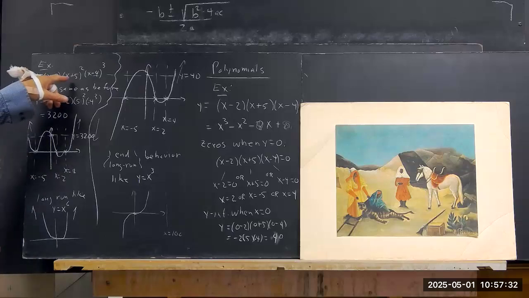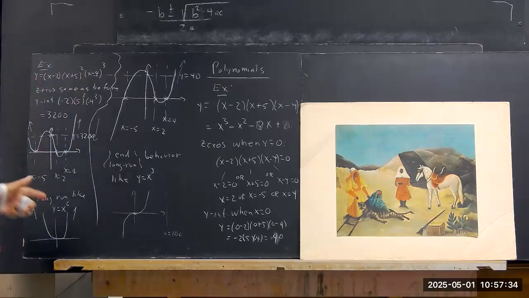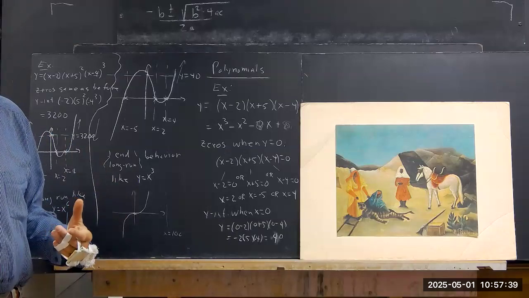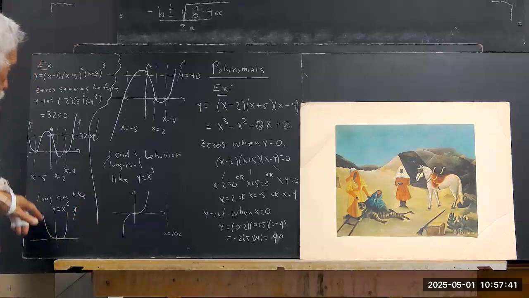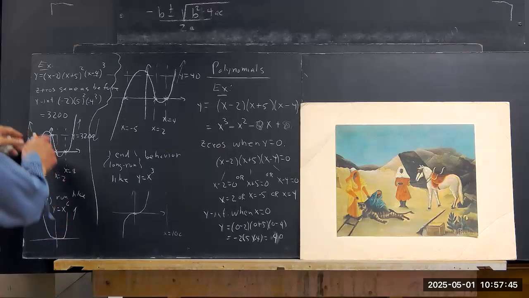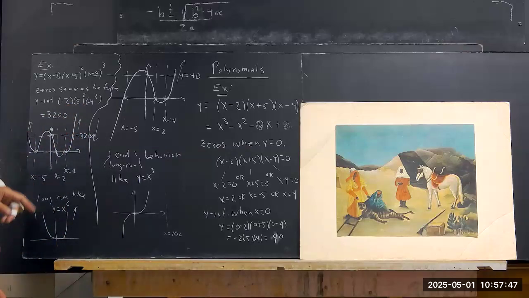If we multiply an x by an x squared by an x cubed, we get an x to the 6th. So the leading term is going to be x to the 6th. So this is going to act like the graph of y equals x to the 6th in the long run. It means we've got to go up here and up here.